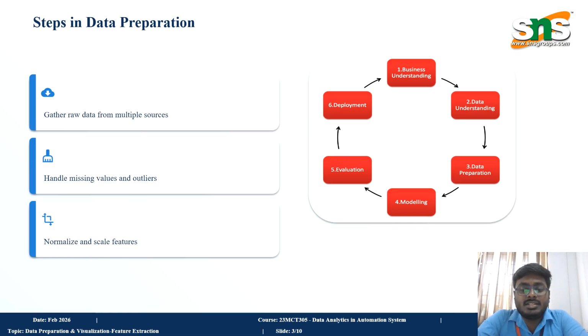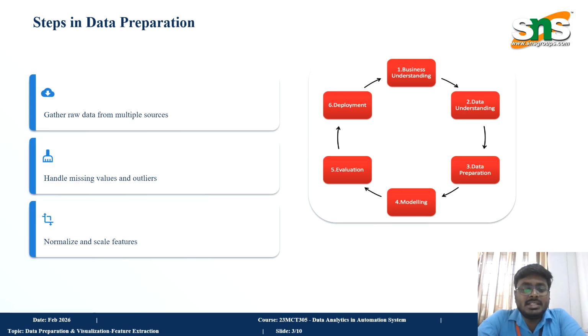First, you need to gather the data from multiple sources like databases, IoT devices, or spreadsheets. So this might involve integrating different formats. Next, we will handle the missing values and outliers. Missing data can skew the results, so you decide whether to fill them in or remove them. Outliers are those unusual points that don't fit the pattern. We will talk more about detecting them soon.